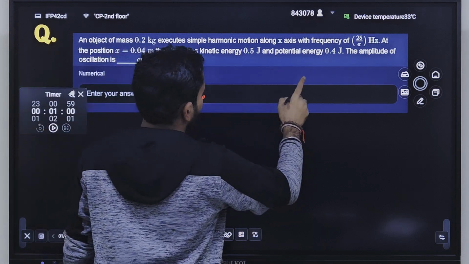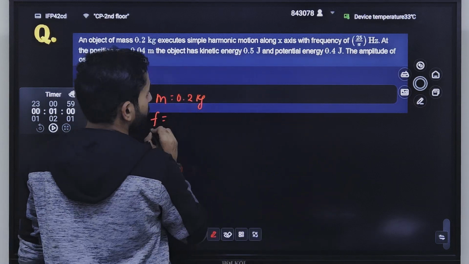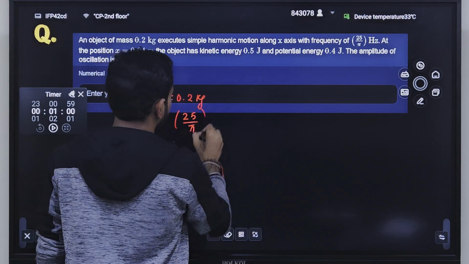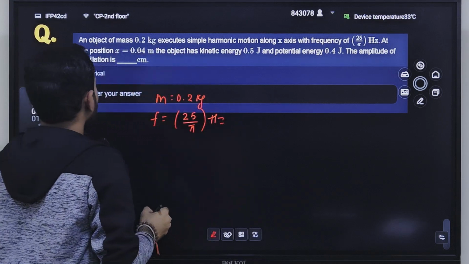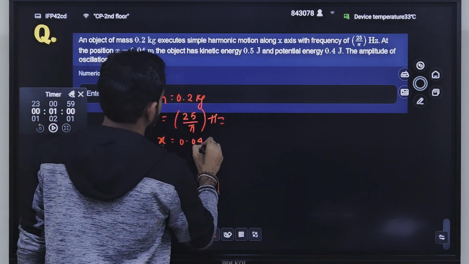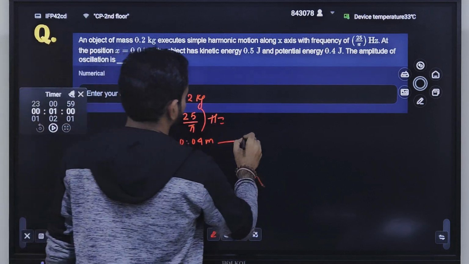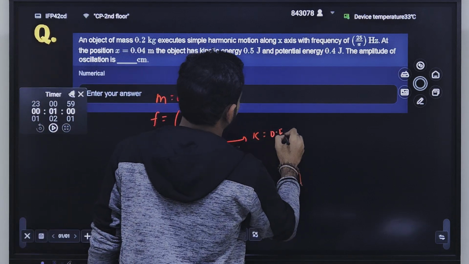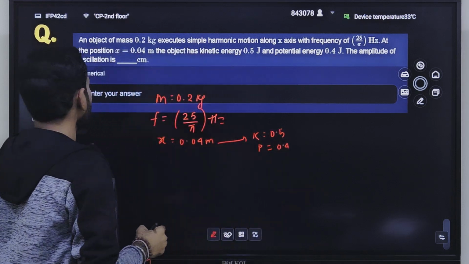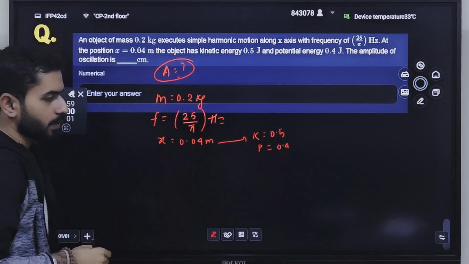Executes a simple harmonic motion along the x-axis with a frequency. What is the frequency given? Frequency is equal to 25 divided by pi hertz. At a position x is equal to 0.04 meter, the object has kinetic energy. At this position, the kinetic energy is equal to 0.5 and potential energy is equal to 0.4. Correct? The amplitude of the oscillation, what is the amplitude? You have to calculate. This is the question.